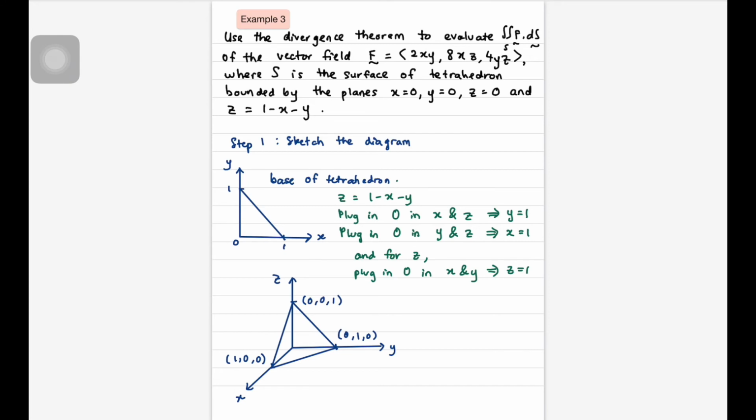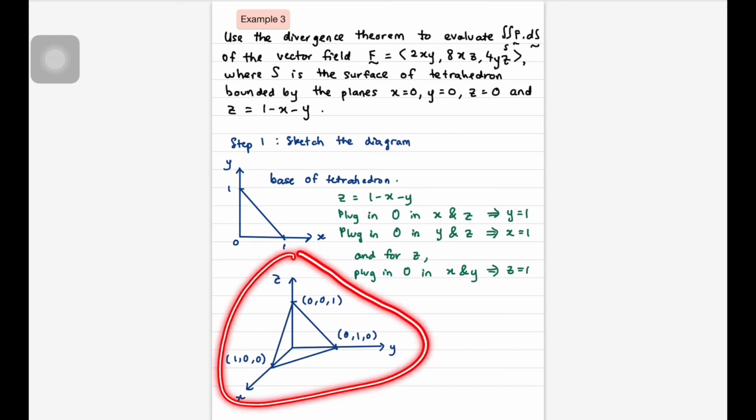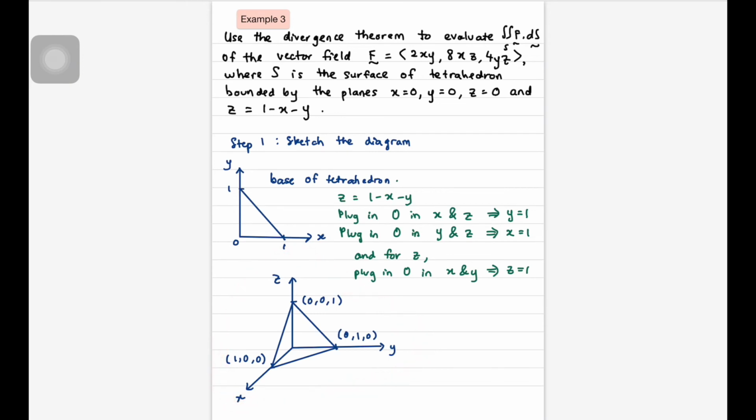First, you have to sketch the diagram. So this is your tetrahedron. So how did you get the value of 1 here? Okay, so let's say this is the base of the tetrahedron. Okay, this is the base.